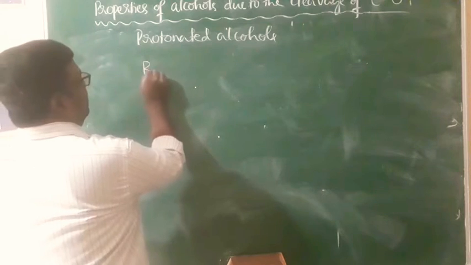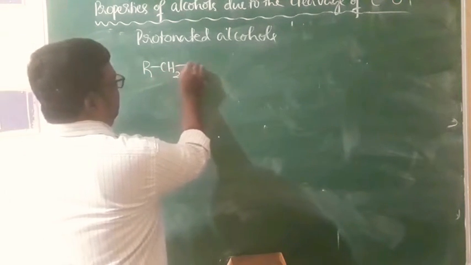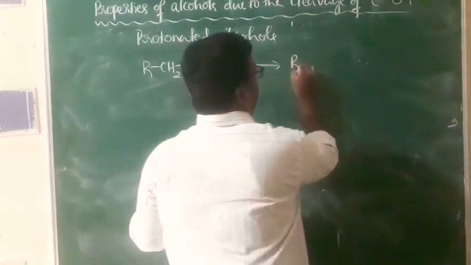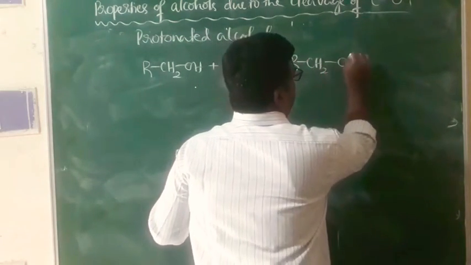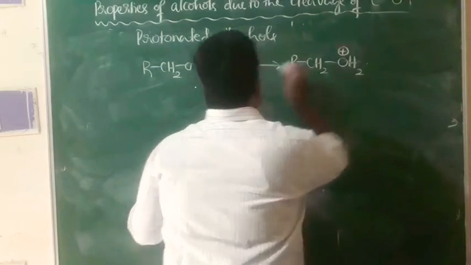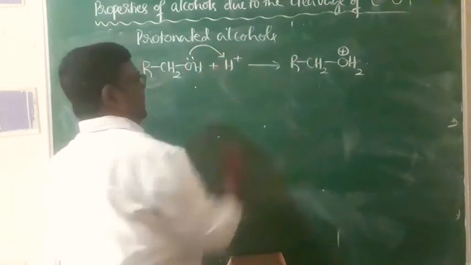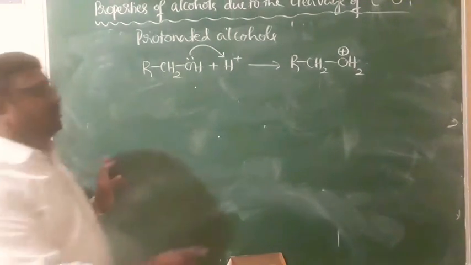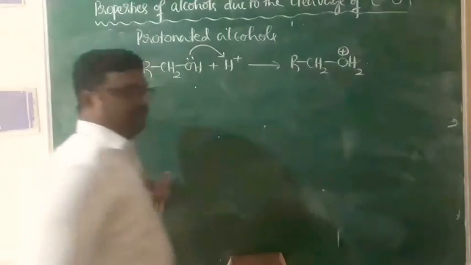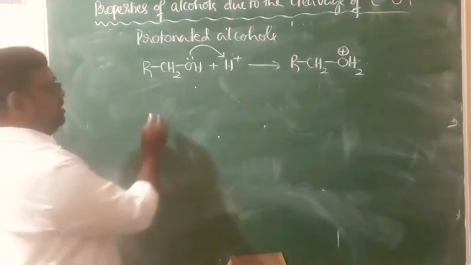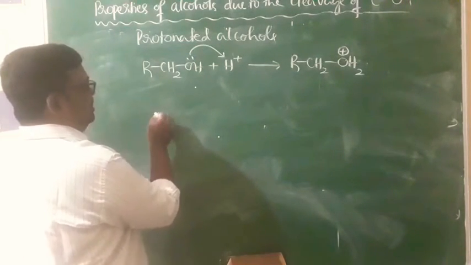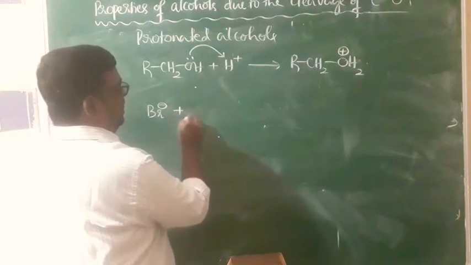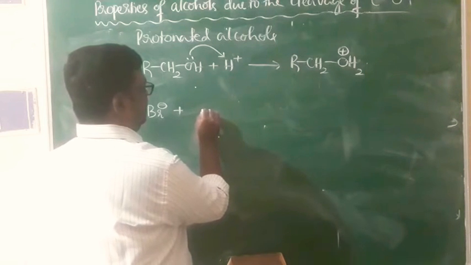Look at this. When alcohol is protonated, this is alcohol, and when it is protonated you are going to get R-CH2-OH2+, because the lone pair of electrons will be absorbing H+. This is protonated alcohol. Then a compound like Br-, for example, attacks this.